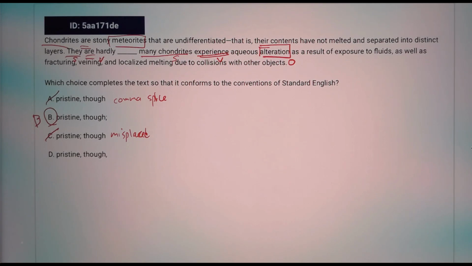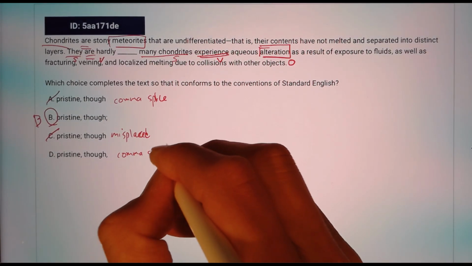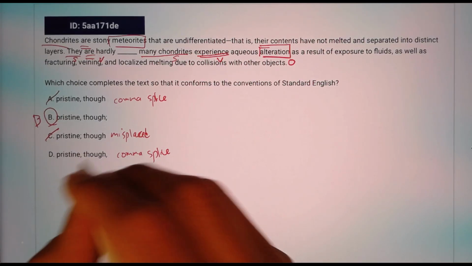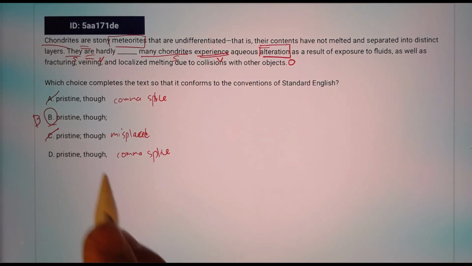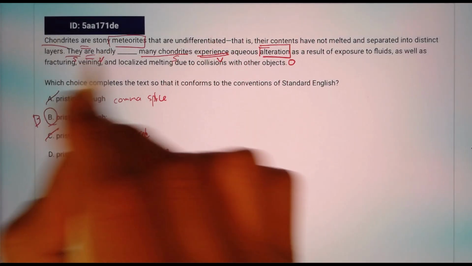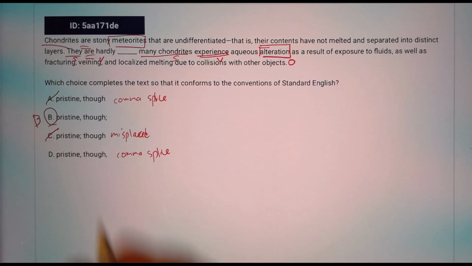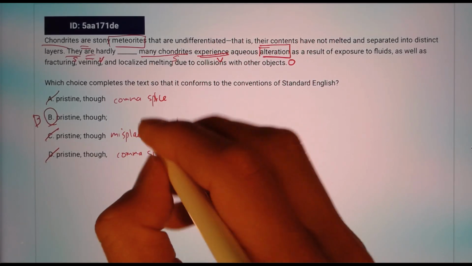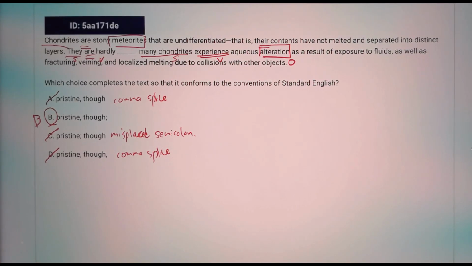Choice D, we have a comma splice. You put the "though" before and after, and it also gets confusing whether the "though" is referring to the first part of the sentence or the second clause. So D is out. Oh, and choice C is a misplaced semicolon. The correct answer is B.